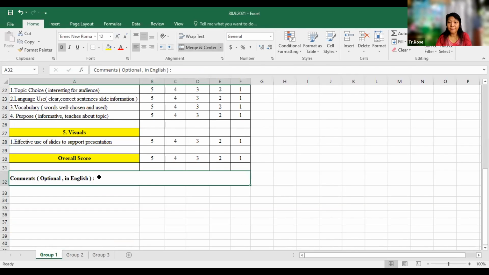And then here you can write down some comments for your friends' group. For example, they are very good, their presentation is very good, or something like that. You can write down any comments, your point of view.